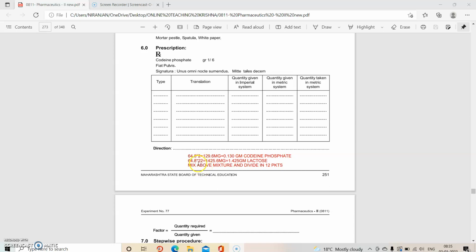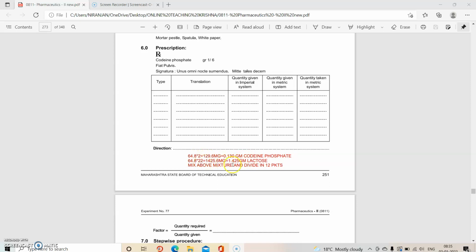So later on we will see the calculation part, but see the procedure. We will weigh 22 grains of lactose. So 64.8 into 22, that will become 1425.6 milligram of lactose, which is equal to 1.425 gram of lactose. What we have to do? We will weigh 1.425 gram of lactose, and we will mix it with 0.130 gram of codeine phosphate. So that will become 24 grain.